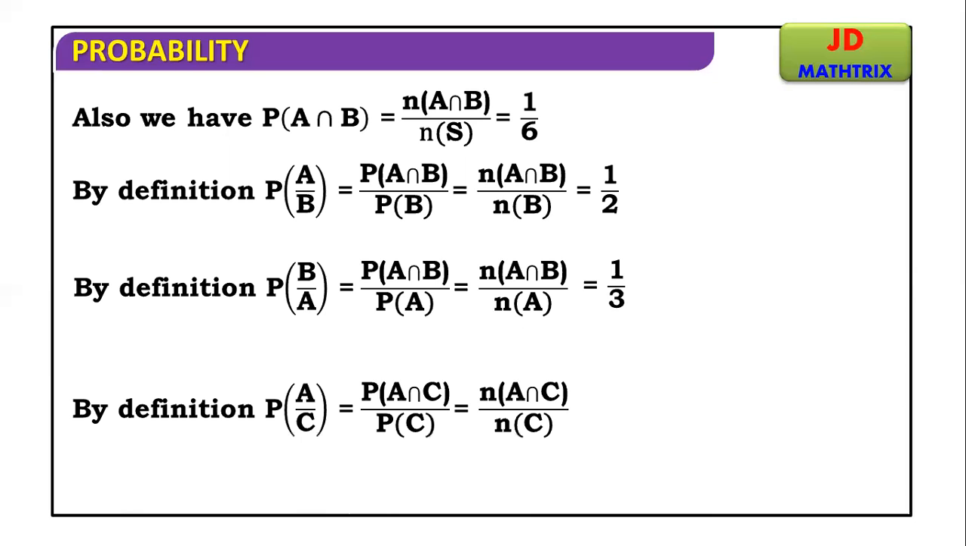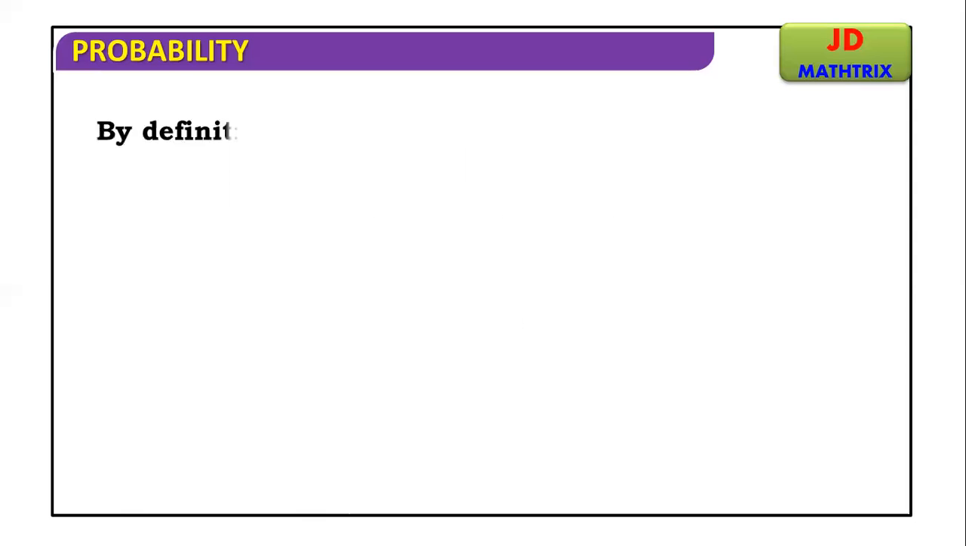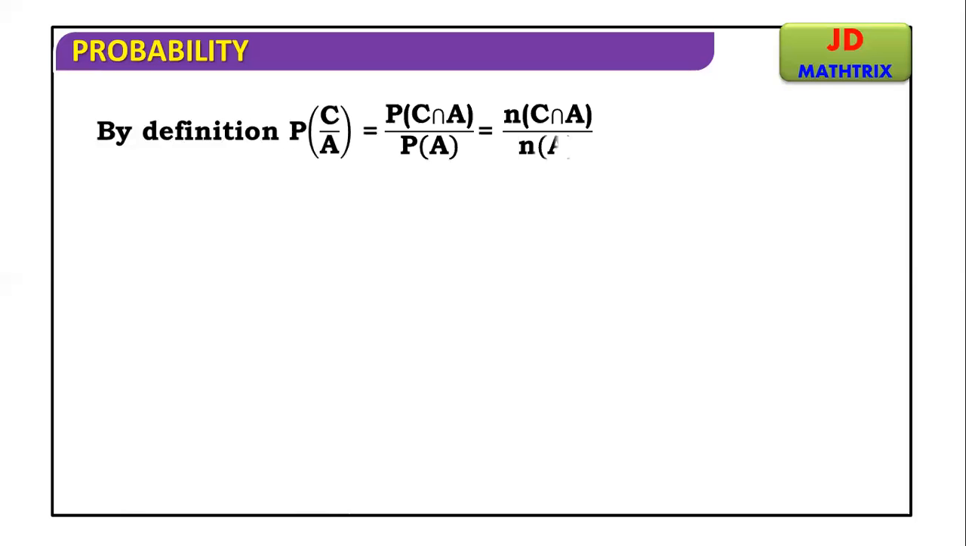P of A given C is equal to P of A intersection C by P of C, that is n of A intersection C by n of C. Substitute these values. We get 2 by 4, that is 1 by 2. Next one, by definition, P of C given A is equal to P of C intersection A by P of A, that is n of C intersection A by n of A, that is 2 by 3.